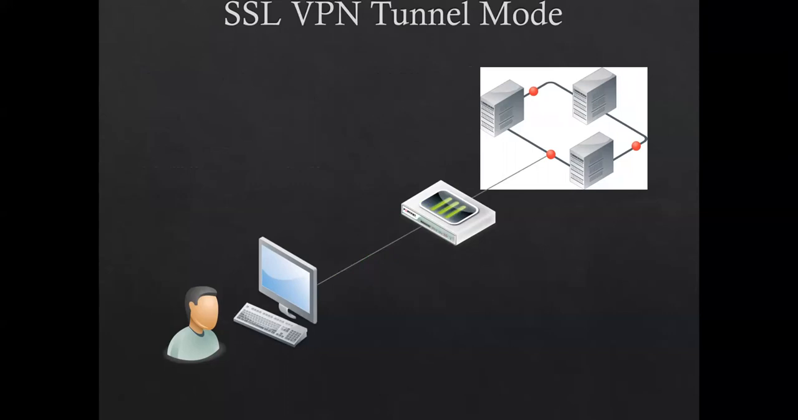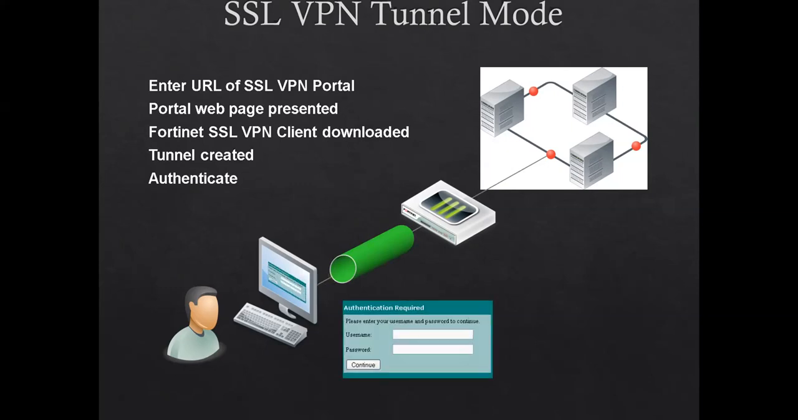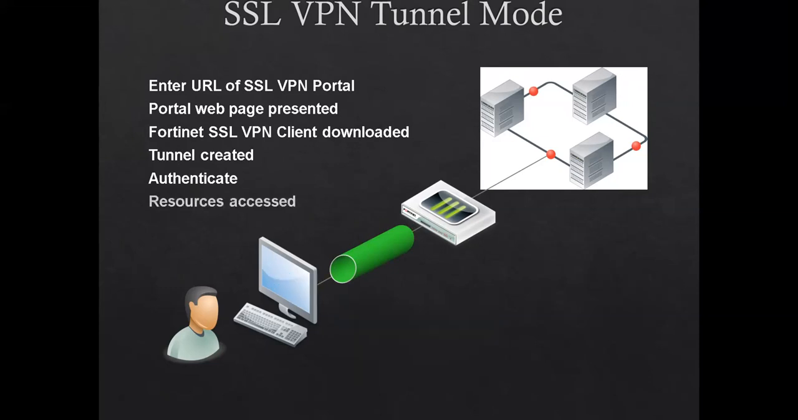Now you have one more feature which is called SSL VPN tunnel mode. In the tunnel mode, a secure SSL connection is established with the Fortigate unit first of all, but you have to download a client. So you have to download a software client, an SSL VPN client, and then use that SSL VPN client to access the resources. So this is the difference between the web mode and the tunnel mode. In the web mode you have to use a browser, in the tunnel mode you do not have to use a browser, you can use the software. Just put all the information in the software itself and it will be able to create the tunnel. Once the tunnel is created, you will authenticate. Once the authentication is done, you would be able to access your resources just like what you have done in the web mode.